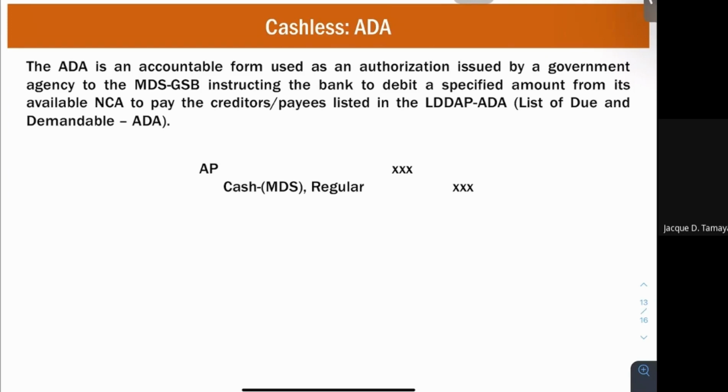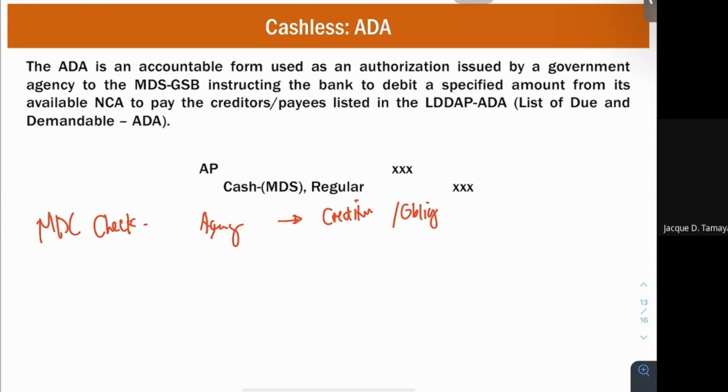So what happens here? You will now directly issue to the MDS GSB. A while back, with your MDS check, what happens is that the agency will pay directly to the creditor, or whoever you have an obligation to.